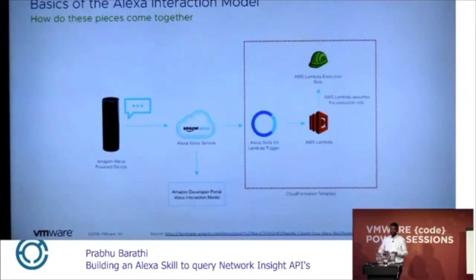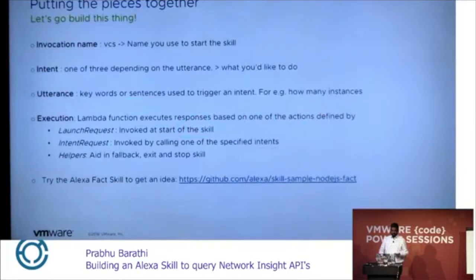The Lambda function is doing a lot of the heavy lifting. All the API calls that I'm hitting go from that Lambda function, and the Lambda execution role is what allows you to do this. To wrap it up, all of these things come together with 4 main things in the skills kit. One is the invocation name, which is what I call VCS. The intent, which is what would you like me to do, is what it's triggering. The utterance is the keywords or sentences I need to trigger an intent. And then the execution itself.